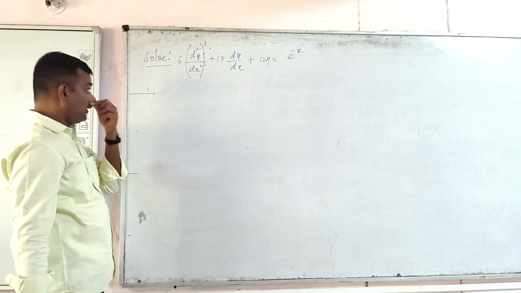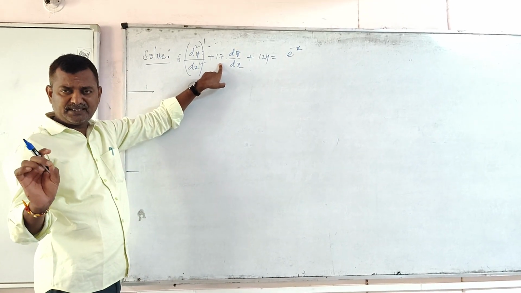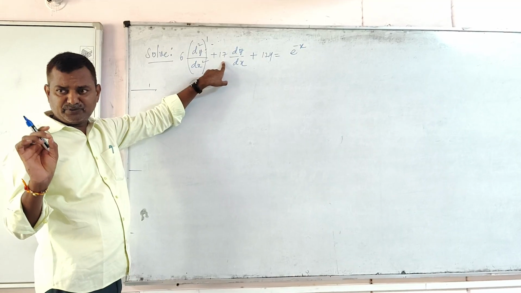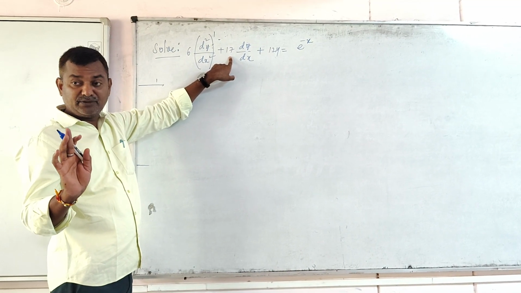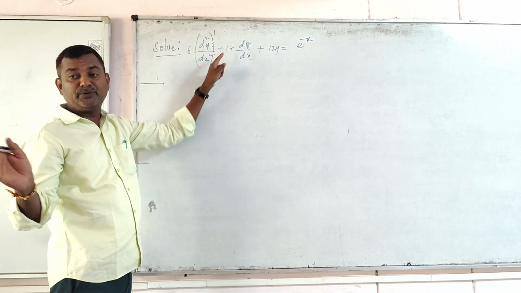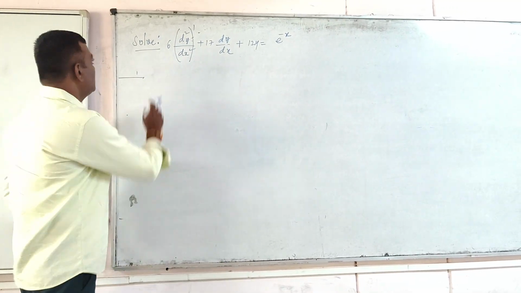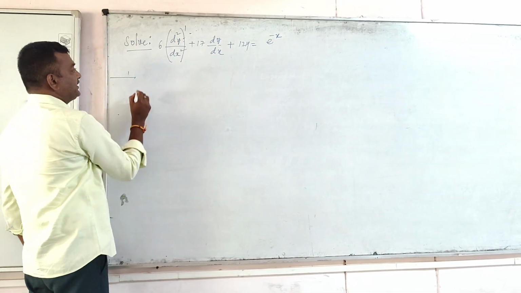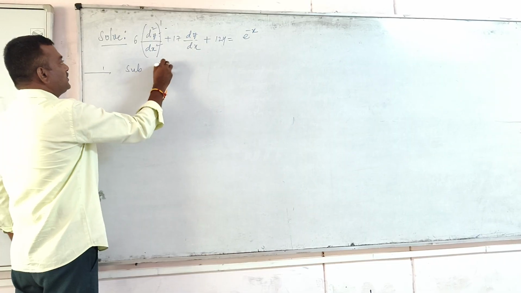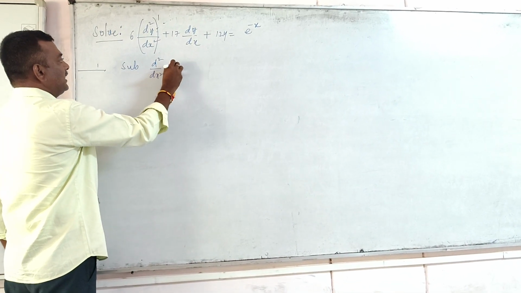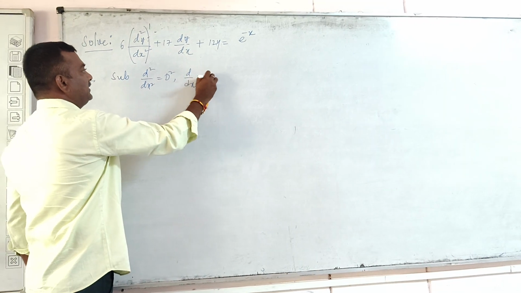As usual, to solve this, the steps are: first you need to express in the standard form, second step you need to find out complementary function, third one you need to find out particular integral, fourth one you need to club both complementary function and particular integral. So now first I am going to express in standard form. So for that, substitute d square by dx square by capital D square and d by dx by capital D.